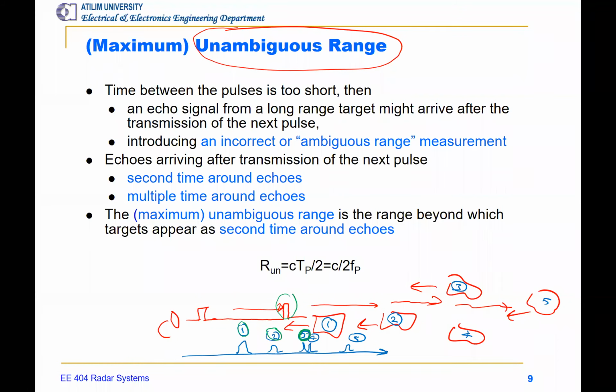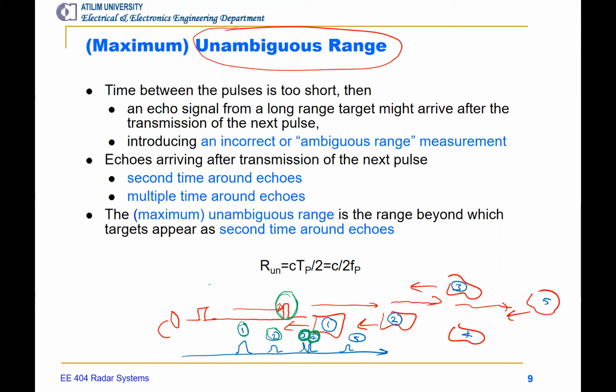Similarly, if I take a pulse here, an echo signal here, I may be thinking that this is due to the second pulse, not the first pulse. Okay? So it goes in that way. So if you extend it and put many objects, then there is going to be an ambiguity. Then we have to determine a distance where we do not have any ambiguity.